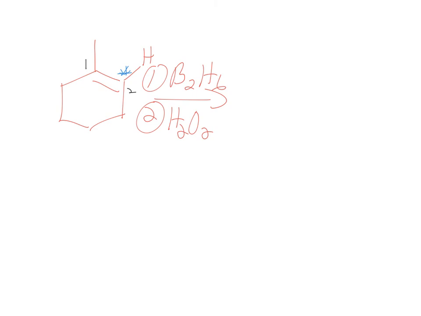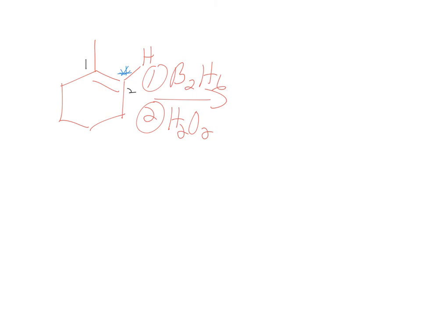Now the question is, when we do this BH3 or B2H6, how does it add? So we know the OH is going to end up on carbon 2, but is there a carbocation? Does it add syn? Does it add anti? Does it have a carbocation? No carbocation. Does it add anti? No, it adds syn or cis. So the boron and the hydrogen add on the same side.